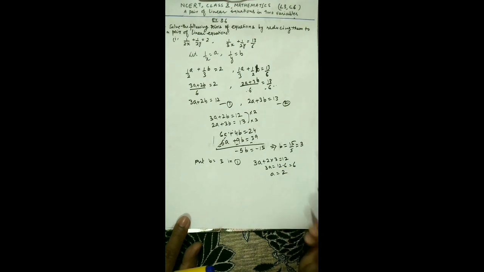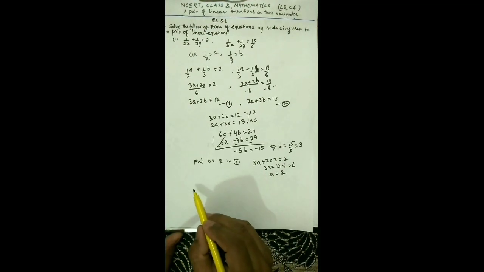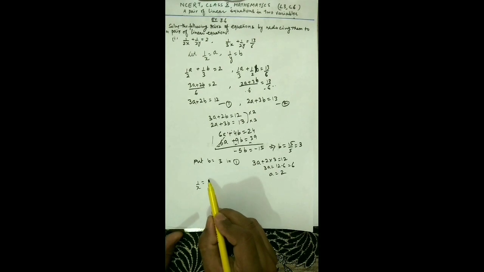But now you remember this, that our answer has not come because a and b we assumed in the beginning, but we have to find the values of x and y. So now we again go back to what we have assumed in the beginning. 1 upon x was assumed as a.